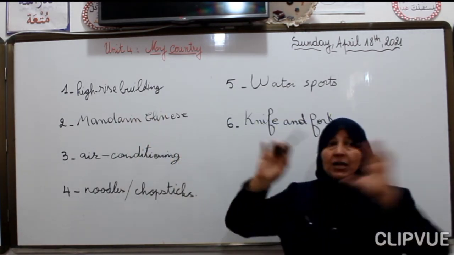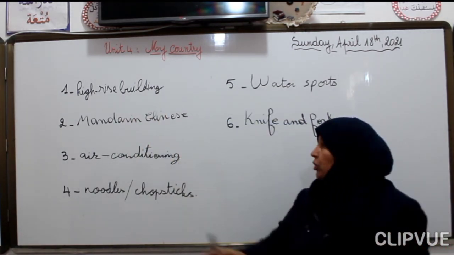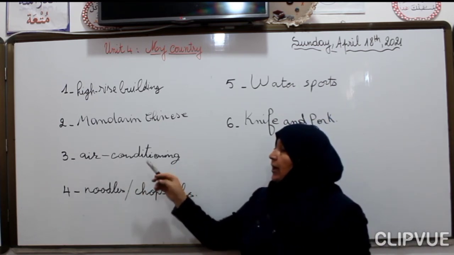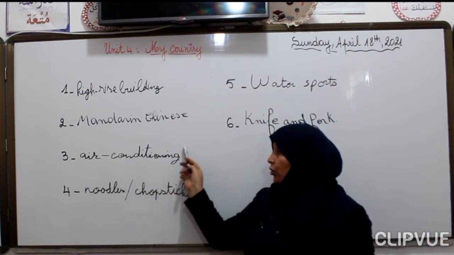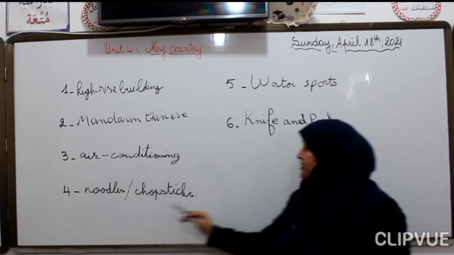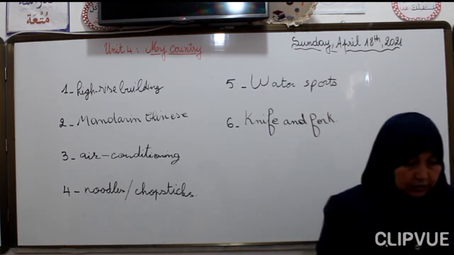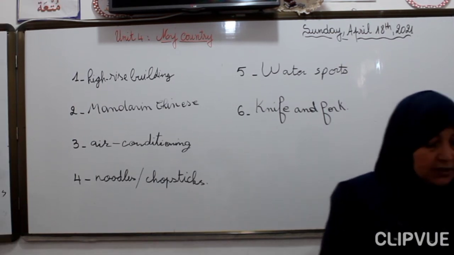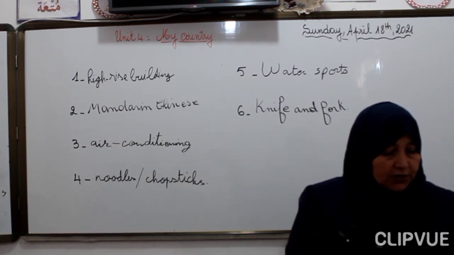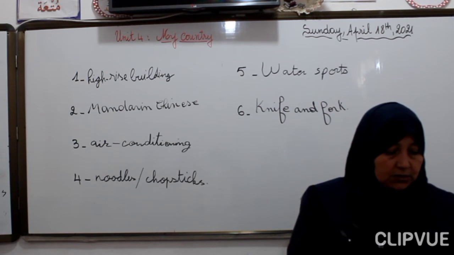Mandarin Chinese on a flag. We're talking about the language and air conditioning and the appliances, the air conditioner, noodles, chopsticks. We have water sports and knife and fork. Good. Let's go now to the slide. Listen and practice asking the questions. Think about the answers. Okay?